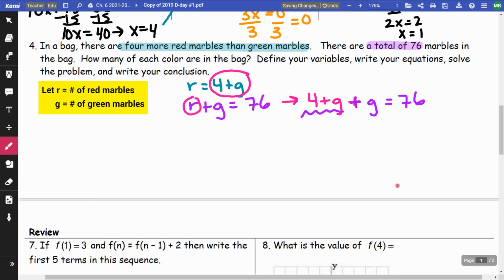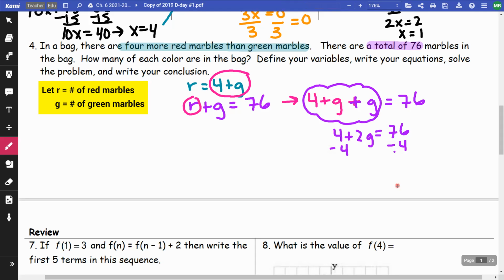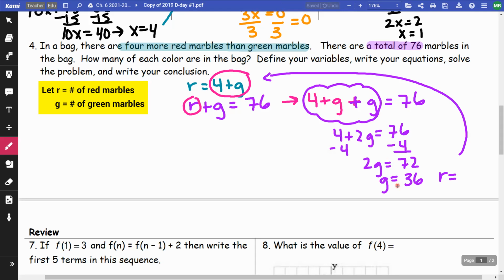Okay. So now when I combine this, because these are on the same side of the equal, I get 4 plus 2G is equal to 76. I minus 4 from both sides. I get 2G is equal to 72. I divide by 2 and I get 36. 36 green. And remember, the red had 4 more. So if I take 4 plus 36, I end up with 40.